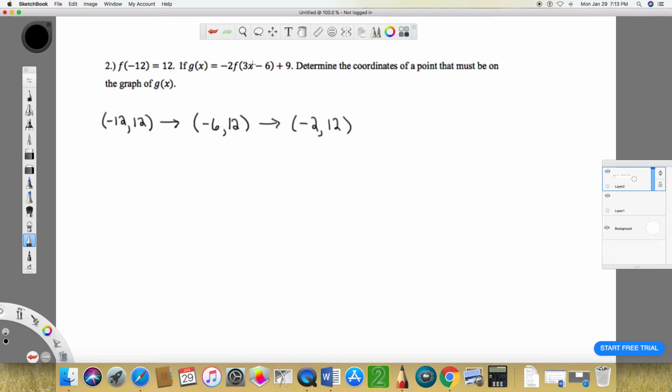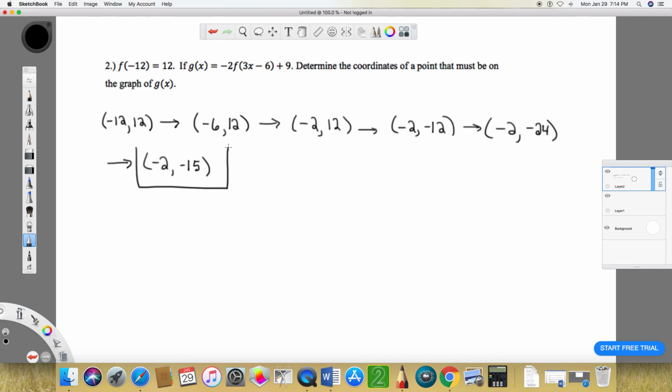We now move outside to affect the y-coordinates, the output of the function, and everything here behaves in a normal way. We do multiplication before addition and subtraction, and we do exactly what it says to do. So first with this negative sign, that's a reflection across the x-axis. That's going to change this positive 12 to a negative 12. And then if we multiply it by 2, that's a vertical stretch by a factor of 2. And then finally, we'll add 9, and I get negative 15.